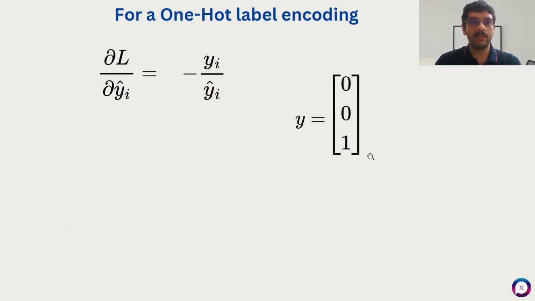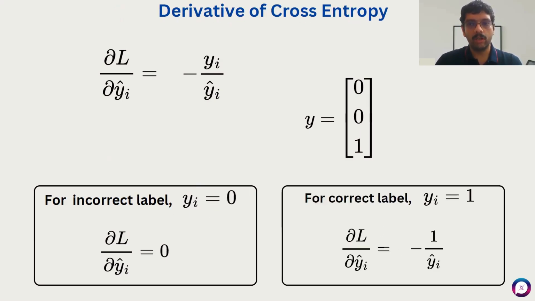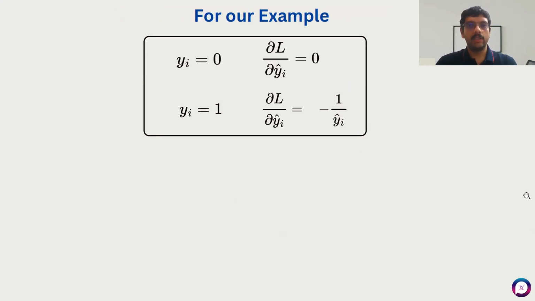So what happens in that case? Well, for our example, let's say you have 3 elements or 3 classes. You have 0, 0, 1. Well, what would happen? So for these two, the numerator, which is the actual label, would go to 0, right? So dou L by dou yi hat, for the corresponding yi equal to 0 would go to 0. And when the yi, the element, is equal to 1, it would be minus 1 by yi. That's it. So it simplifies even further, right?